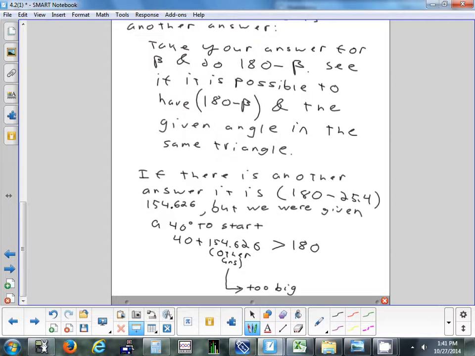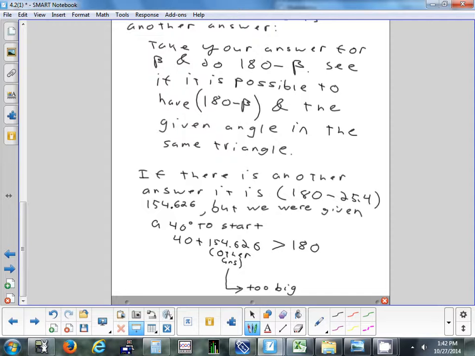Any questions on how we found what the second answer could be and how we figured out it was too big? Both of those are important steps. Does everybody have what they need? All right, so now we can go back up and finish this problem just like a normal problem.